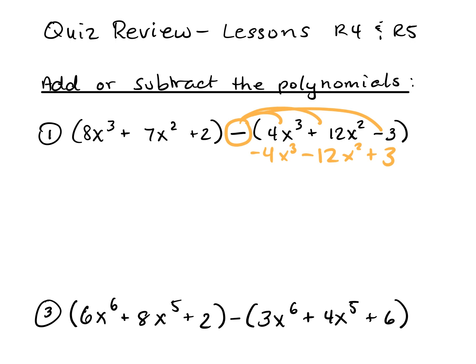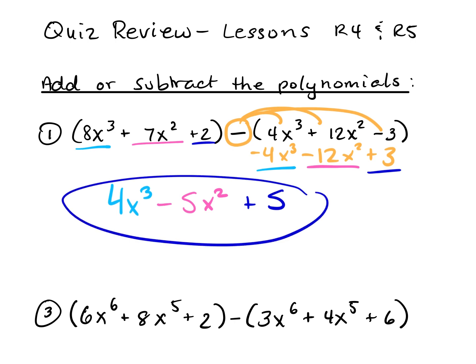Then we can combine like terms. So I have 8x cubed minus 4x cubed. What would that be? 4x cubed. And then 7x squared minus 12x squared. Negative 5x squared. And then 2 plus 3 plus 5. So that would be our answer.